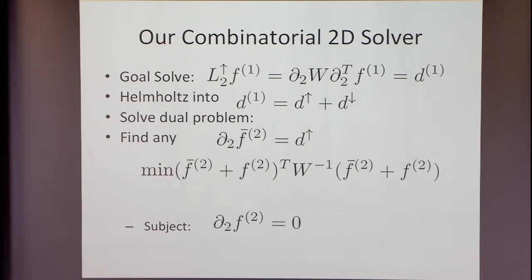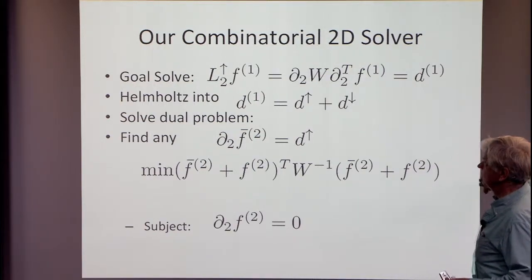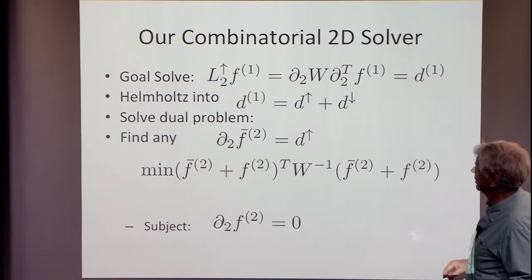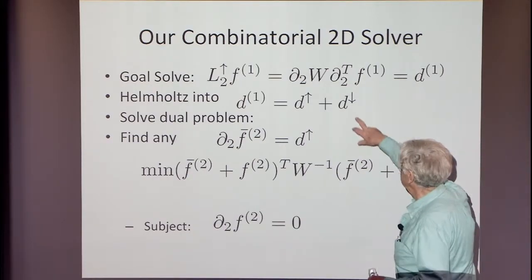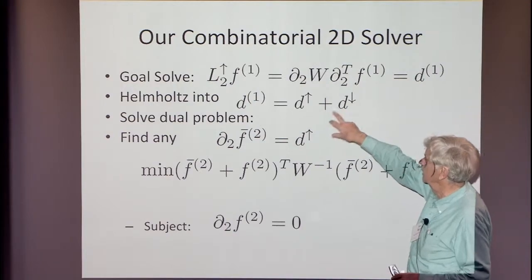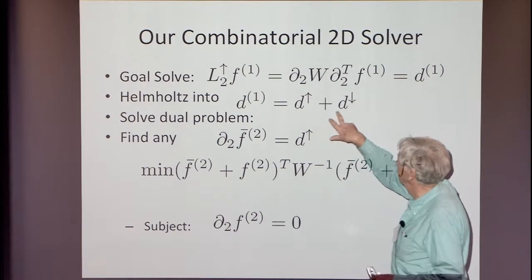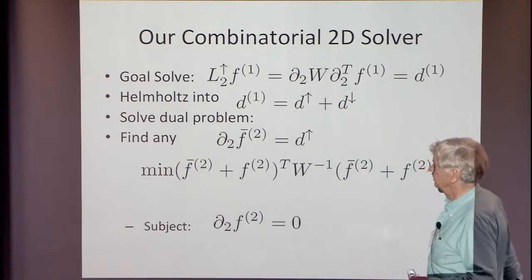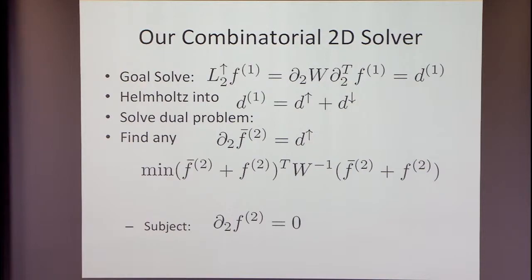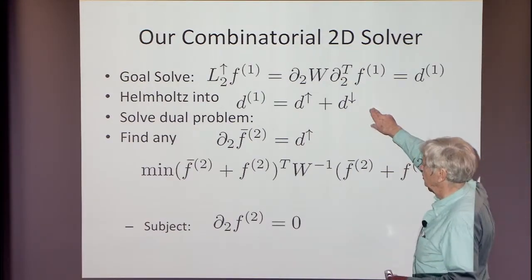Okay? So for ours, we're going to do the same thing, right? So what do we do? First of all, we want to solve this equation. So what do we need to do? By the Helmholtz decomposition, we first of all want to break our demand up. Of course our demand here now is a flow. So we want to break our flow up into a circulation and a potential flow. Okay? So what we'll do is we'll do that. Let's worry about that later.